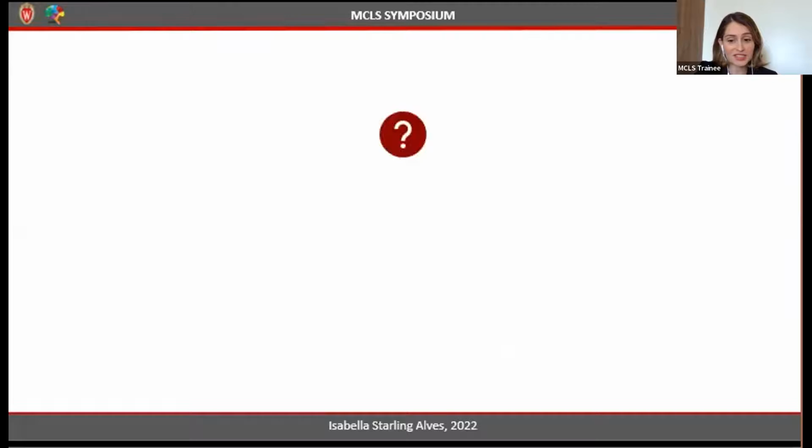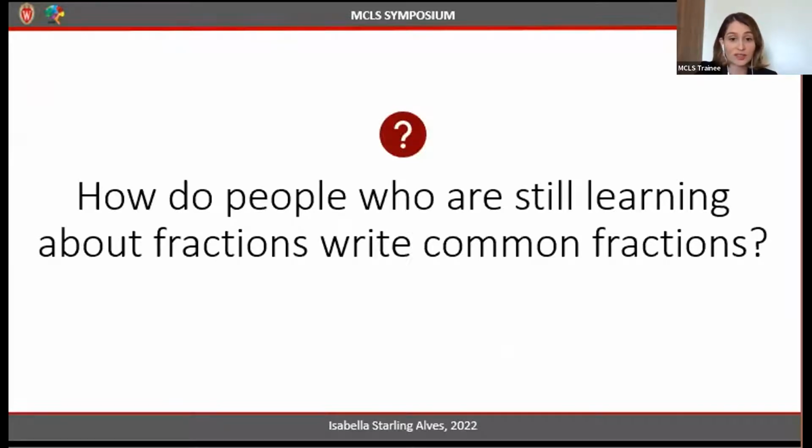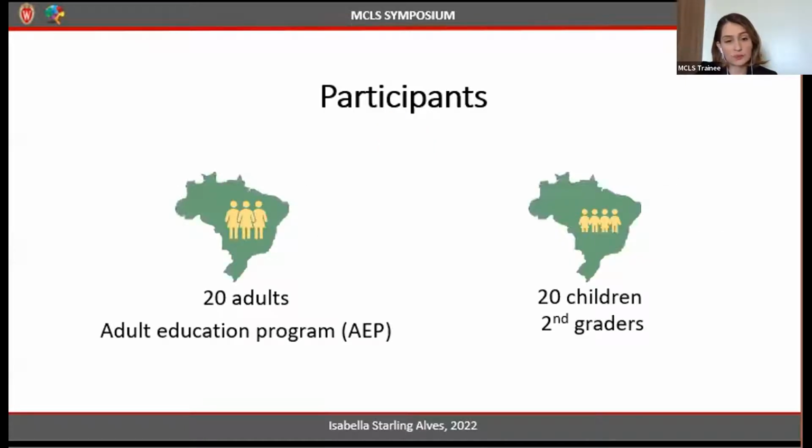So our research question here was, how do people who are still learning about fractions write common fractions? We were not only interested in accuracy, but mainly in the error types that people make. So that's why we focused on people who are still learning fractions, so we could see the type of errors they commit. To investigate this, we recruited Brazilian participants, and we focused on 2 different groups.